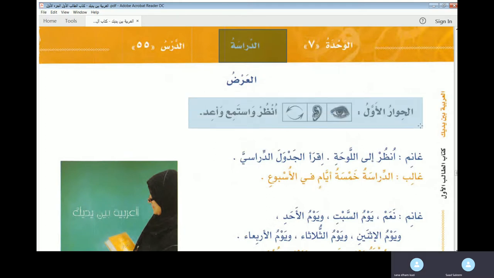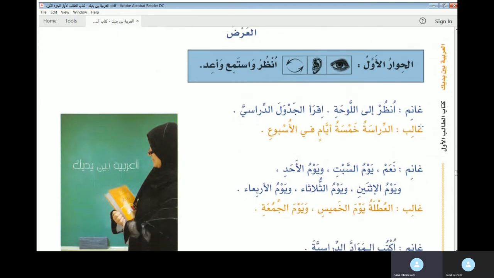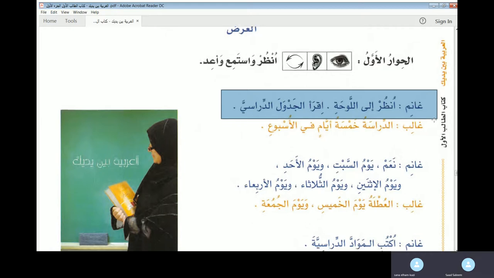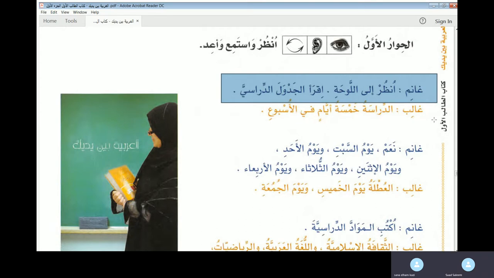Okay, first dialogue. Ghanim: Unzur ilal lawhati, ikhra jadwalad dirasiya. Unzur, look at the board, or notice board. Ikhra, read, the timetable, jadwal dirasi. So study table, or look at the study timetable. Or read, yes, look at the notice board and read the timetable. Or you can say read the study material, just read the timetable.